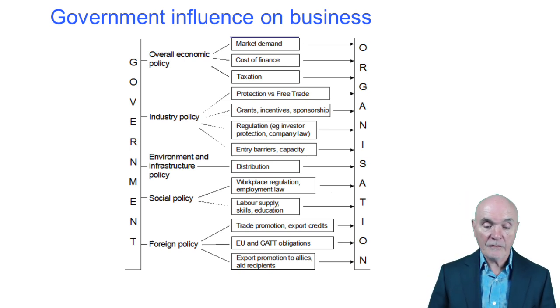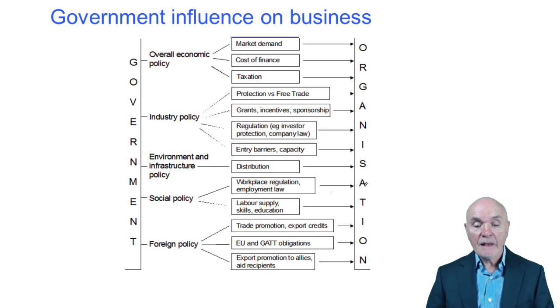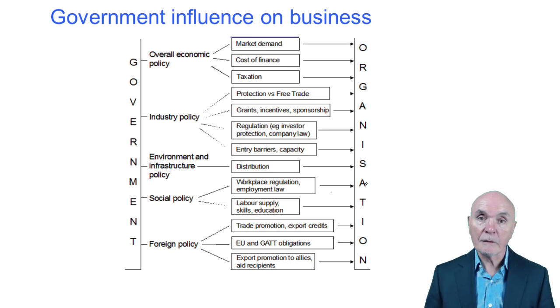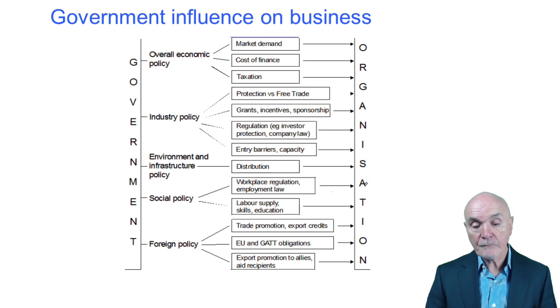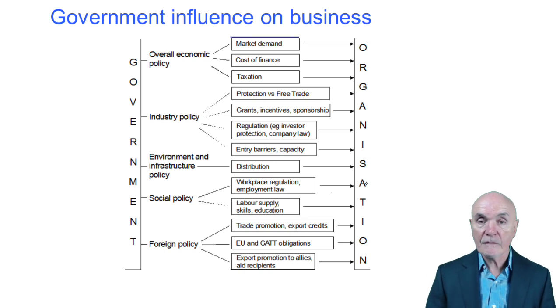So down the left you have the government, and down the right of this you have the effect on the organizations. So the government's overall economic policy will influence market demand. So we'll see later that if the government were to reduce interest rates, it means that more people are willing to borrow, and usually once you borrow you spend, and therefore this stimulates the demand in the economy. The cost of finance is connected with interest rates as well, but if interest rates are low, then it means it's relatively cheap for businesses to raise loan capital and to invest in new machinery, new factories, expansion of the business.